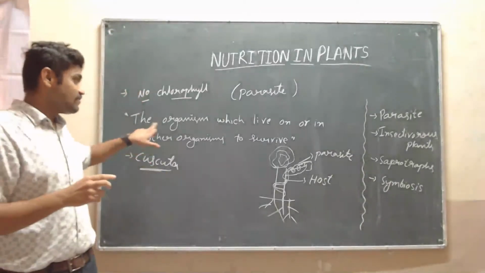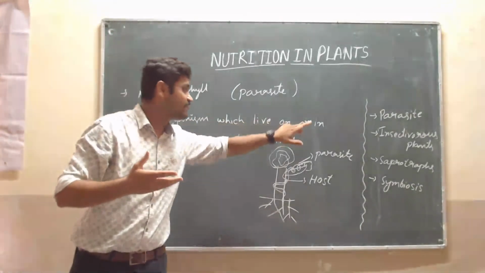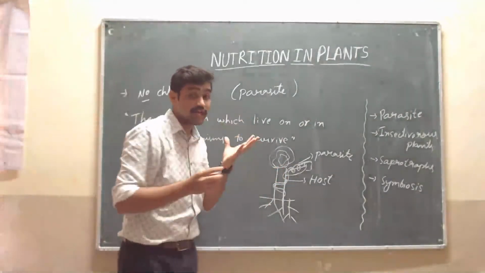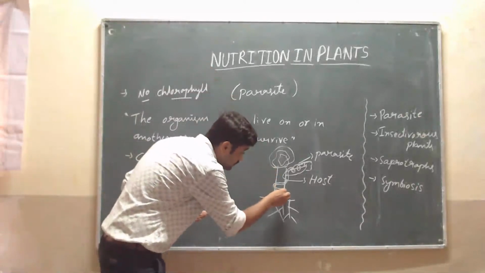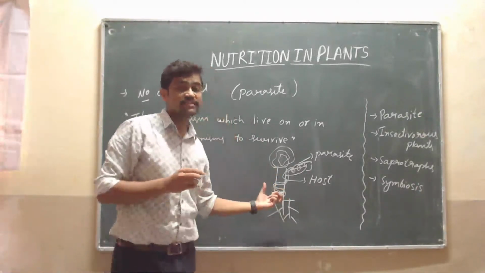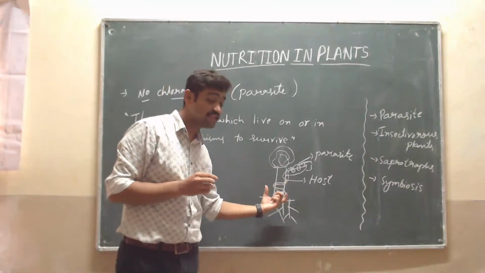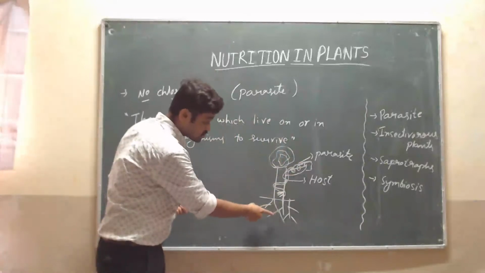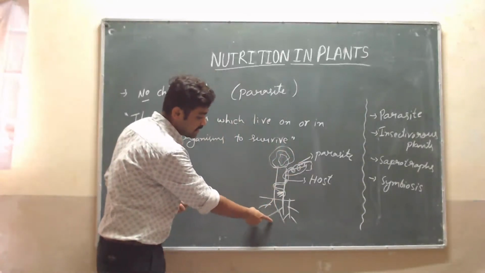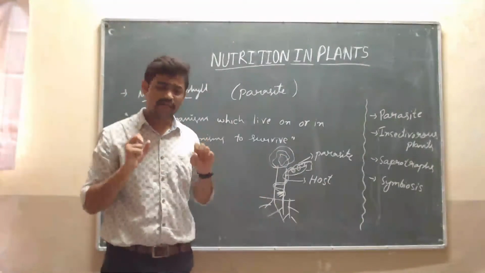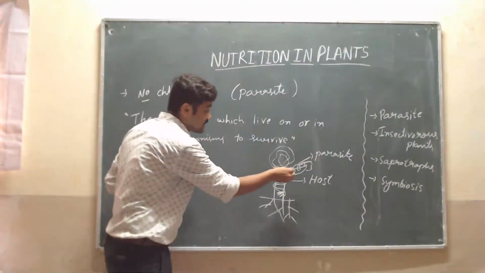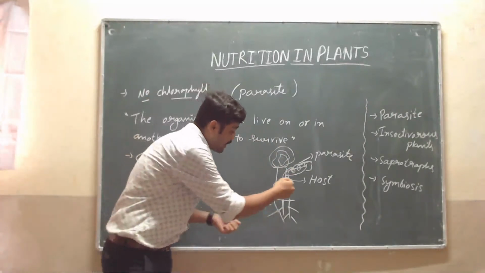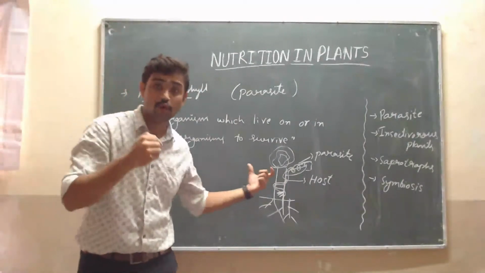Okay, see, organisms which live on or in another organism. Observe here, the roots are very modified roots. They will enter into the stem of the host, the stem of the other plant. The host plant absorbs nutrients from the soil neatly, but this parasite is a dangerous plant. What does this parasite do? It will penetrate its roots into the stem of the host.